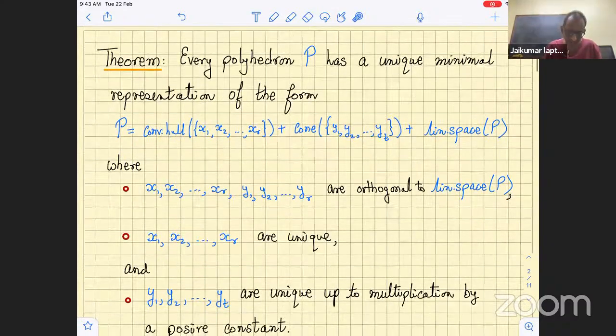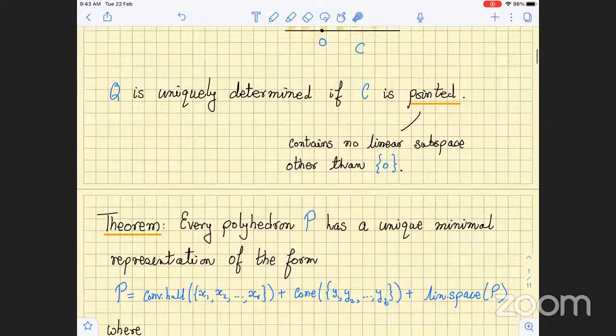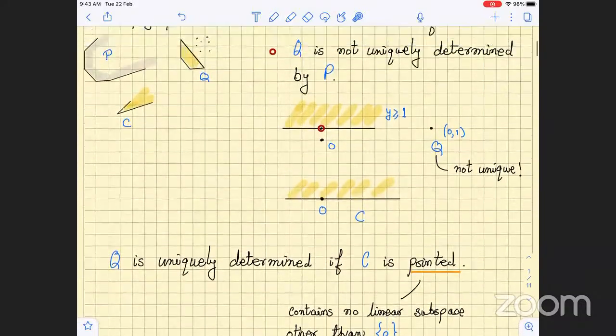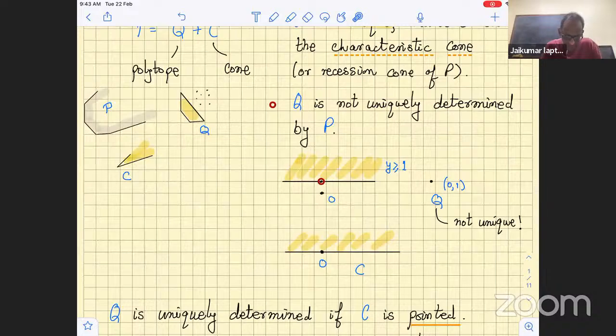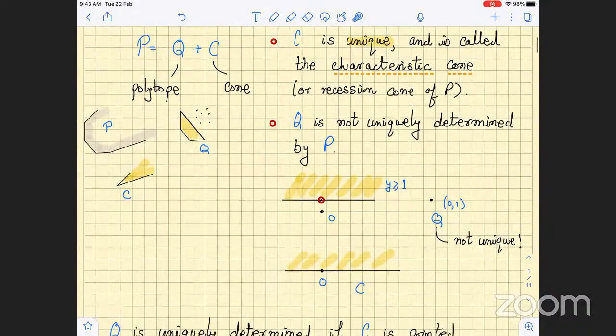So please read this. Jaykumar, one question. So your polyhedron P is represented by Ax less than or equal to b, right? Correct. And your cone will always be Ax less than or equal to 0, wouldn't it?